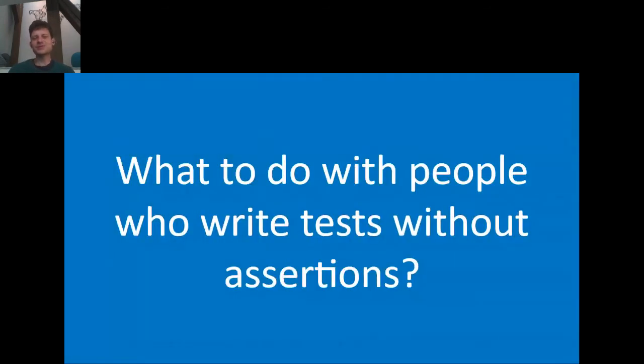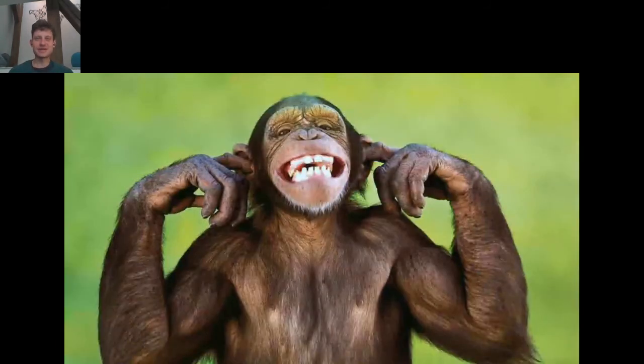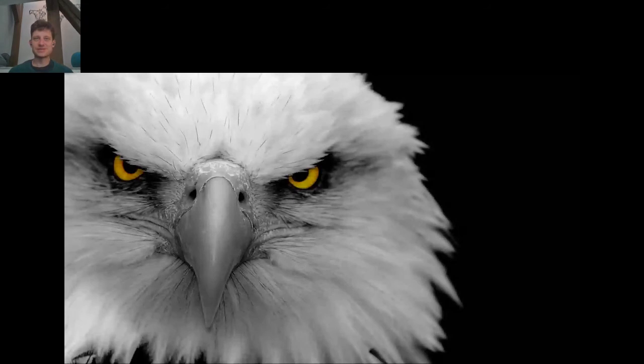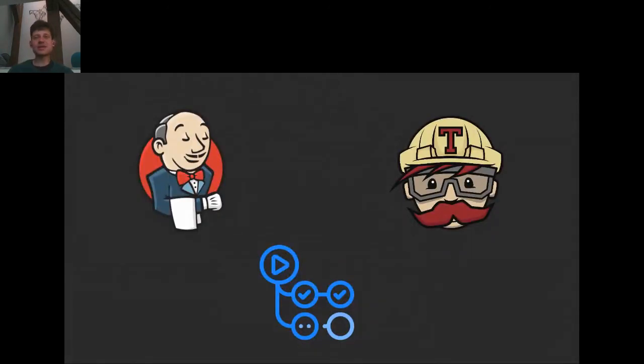I don't know what to do with people who write tests without assertions. I don't know, should we laugh at them or get angry? But the main question was how to prevent it from happening. And that is why what we later did was to add mutation testing into the CI. So no matter if you run Jenkins, Travis, GitHub Actions, whatever CI, you can always integrate with PIT or some other framework and use it in the pipeline. Use it as a check.